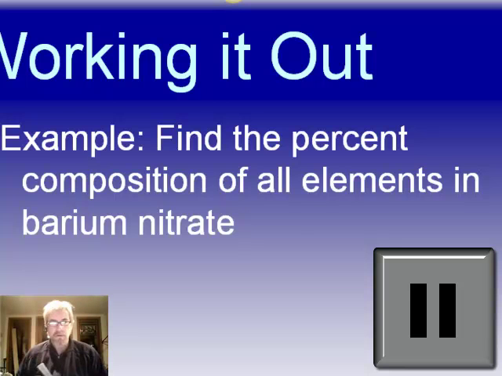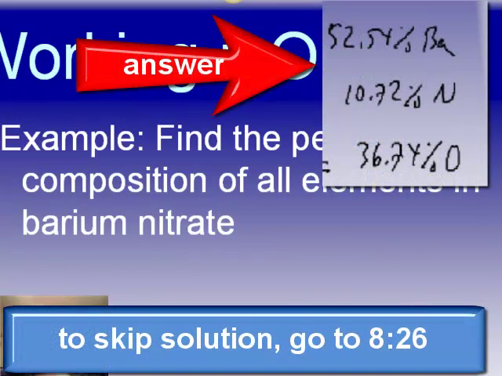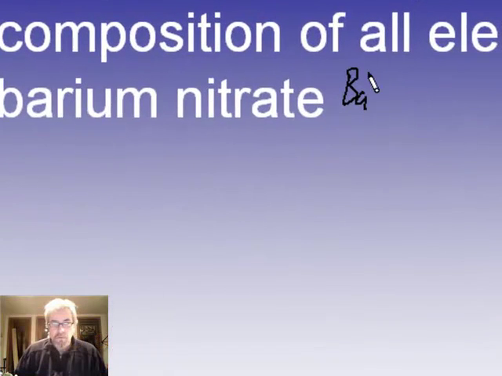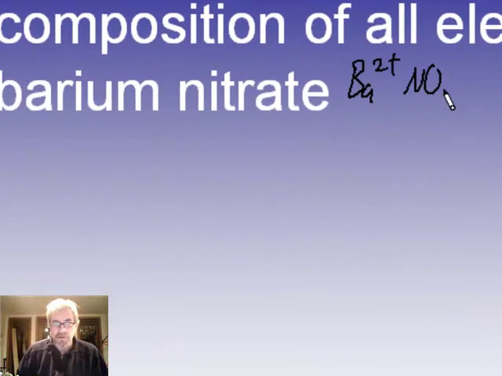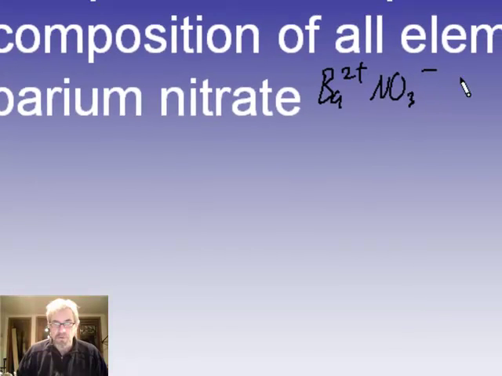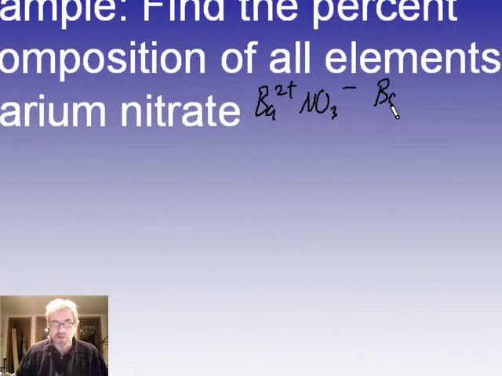Find the percent composition of all the elements in barium nitrate. Stop the video, write yourself a formula, and then find percent composition. Well, barium nitrate: barium has a 2+, nitrate is NO3 with a 1- charge. So after I do my swap, I have Ba, and then in parentheses, NO3, 2. So for barium, that means I have 1 mole of barium, subscript 1.